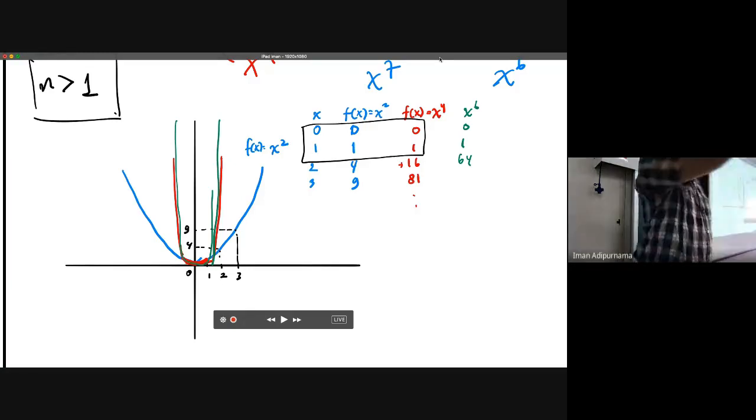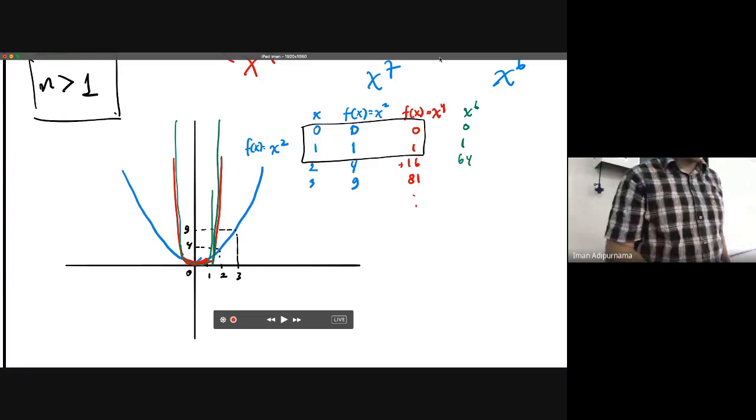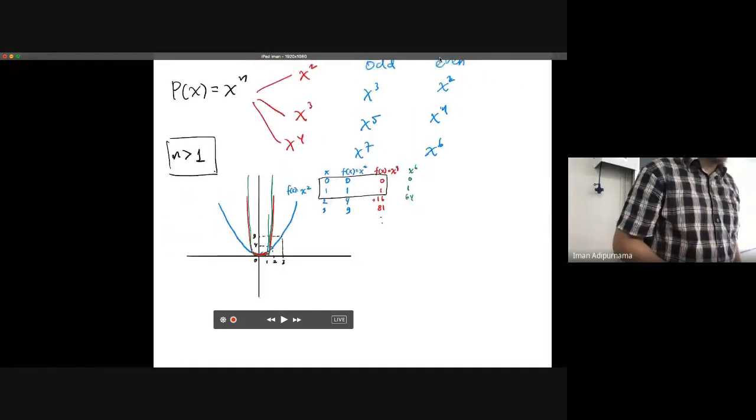The same thing happens when you are dealing with the odd function. When you increase the degree, it will shrink in the x-axis, and it will be flattened in this area here. It will be flattened. And just imagine what will happen with the graph.